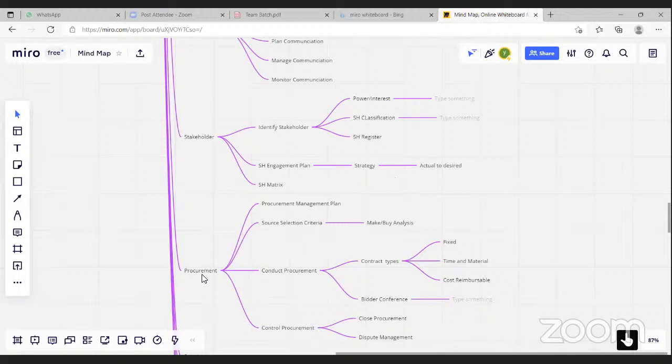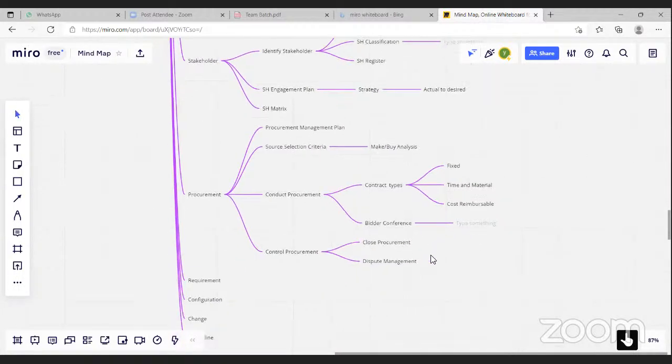Then coming to procurement, we will develop a procurement management plan. The procurement management plan tells how the source will be selected, that is called source selection criteria. Make or buy analysis will be done. The next is conduct procurement. It will have all the contract types for the procurement. It can be fixed price, time and material, and cost reimbursable. Then in the contract procurement, we will set up a bidder conference, which gives fairness to all the vendors, potential sellers, basically. Then control procurement.